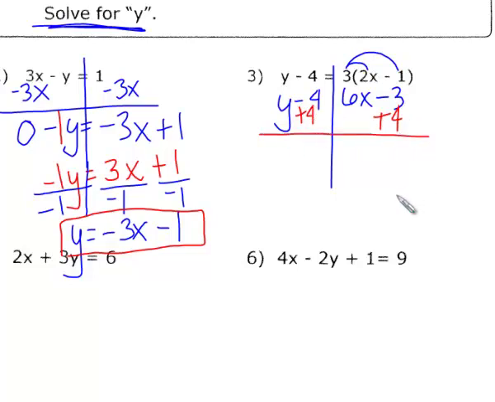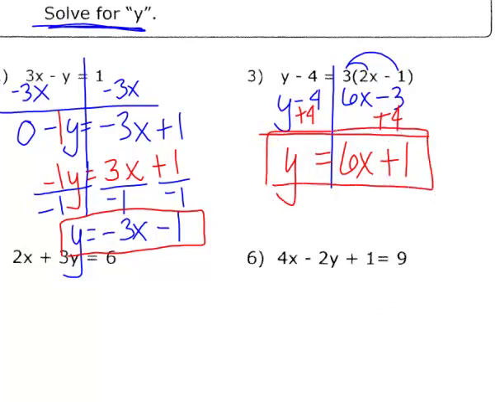Please notice that I'm adding 4 and negative 3 together. I am not adding 4 to 6x. So on the left side, I have y equals 6x, which does not change. Then I have negative 3 plus 4, which gives me a positive 1. Do I have y by itself? Yes. That is how I know I am completely finished.